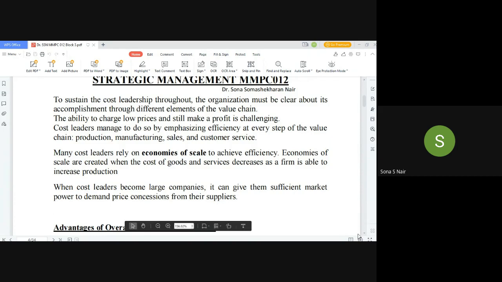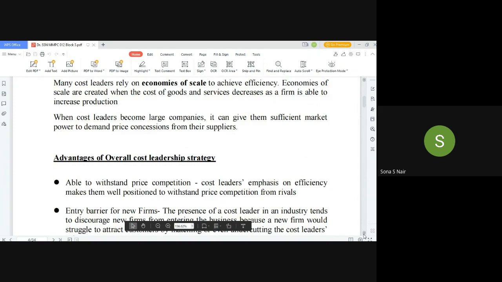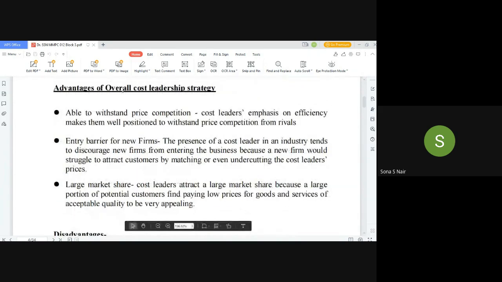price. Now, there's an advantage to using the overall cost leadership strategy. A firm which uses the overall cost leadership strategy will be in a position to withstand price competition from other competitors. What is price competition? When organizations fight, when they reduce their prices to win over the customers of the competitors. That is what price competition is. So if the organization follows this strategy, they have a low cost and would be in a position to withstand price competition.